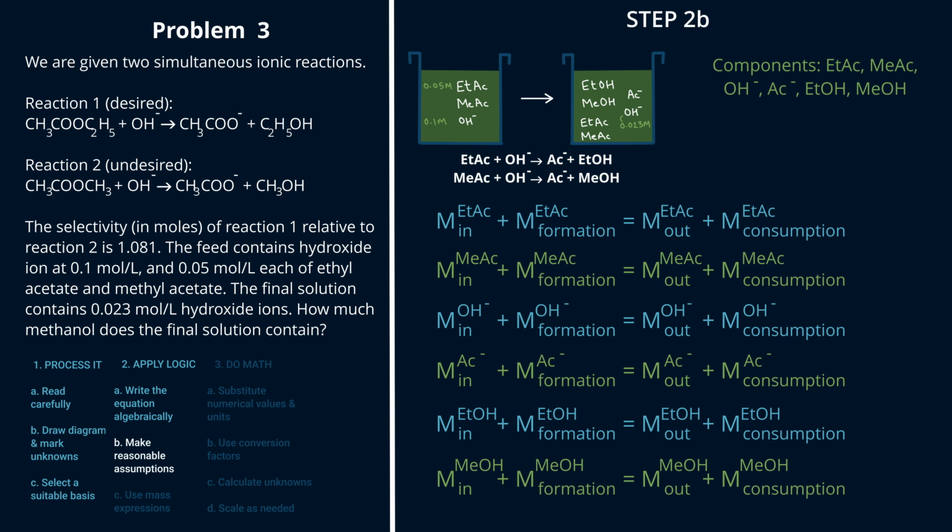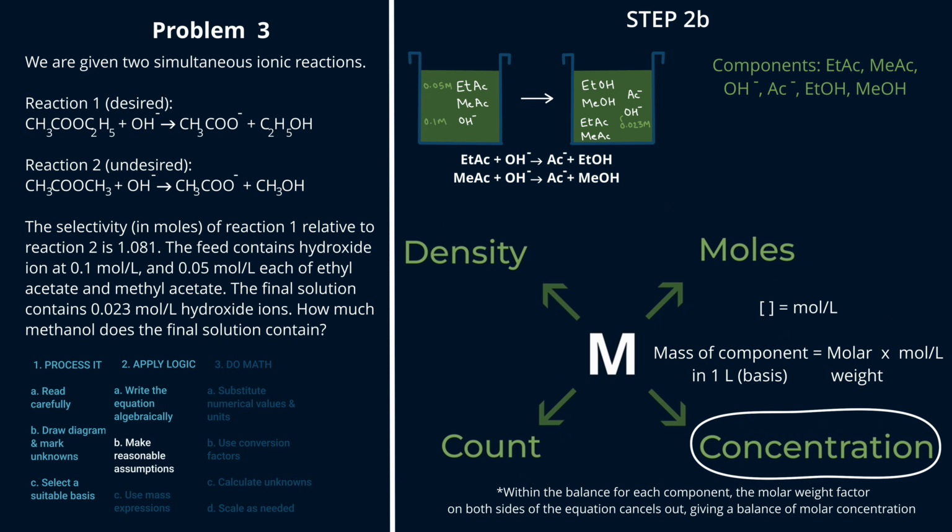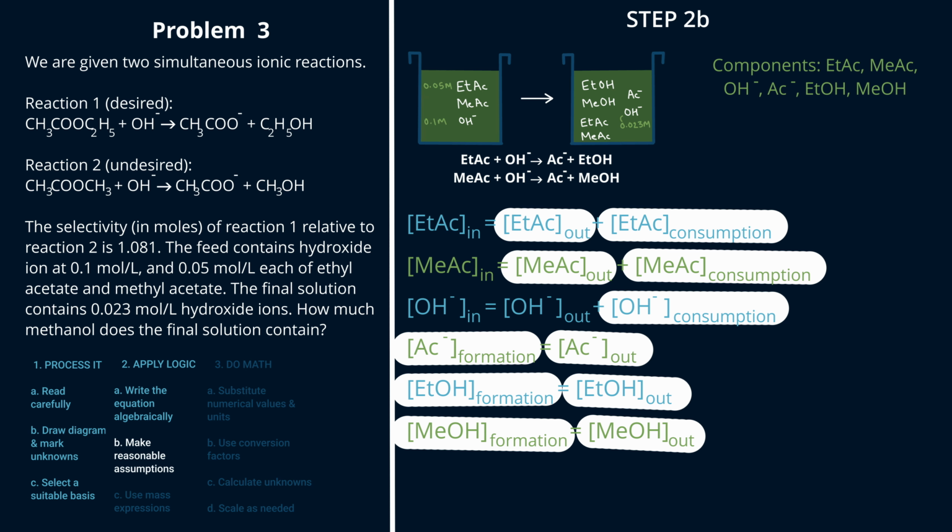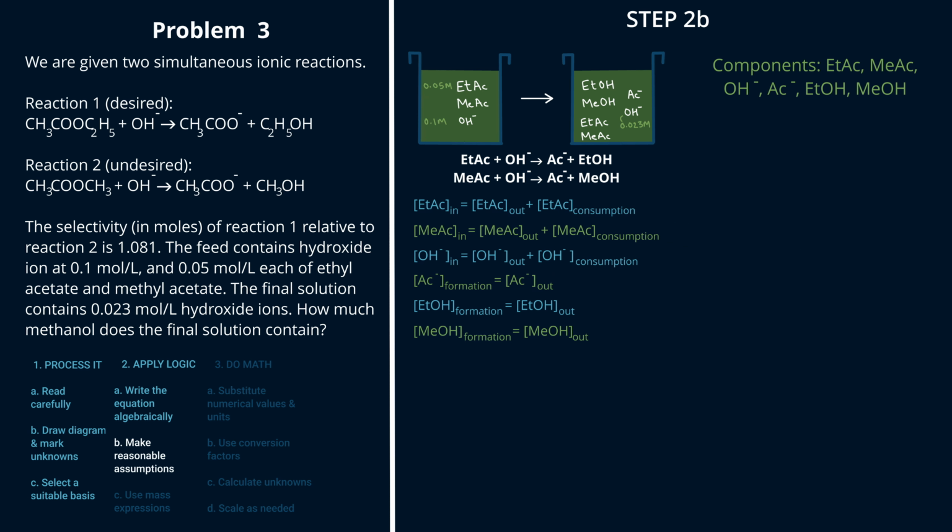Now we balance all of the components. We will represent mass using moles per liter, denoted by the square brackets, and simplify. As you can see, the number of unknowns is more than the number of equations, so we need to write more equations using the information provided.